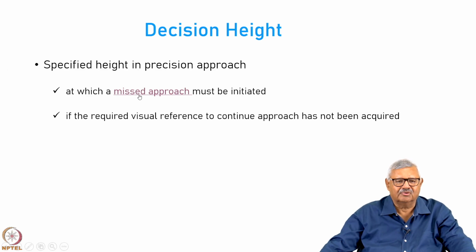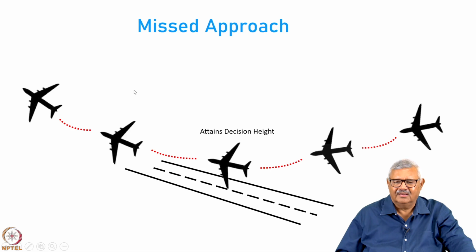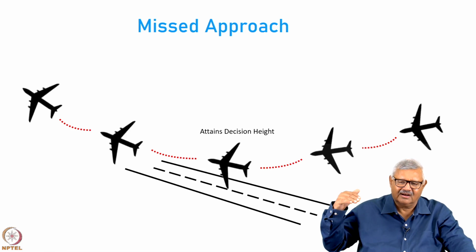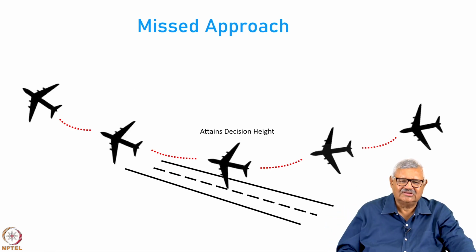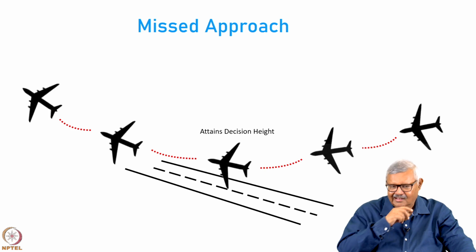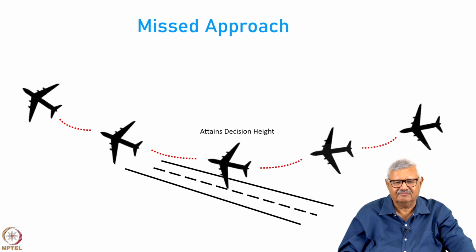Now, what is a missed approach? Let us quickly have a look. In a missed approach, the aircraft descends, reaches a decision height. At that particular height, because the runway is not visible, it aborts the landing, and hence it is called a missed approach.